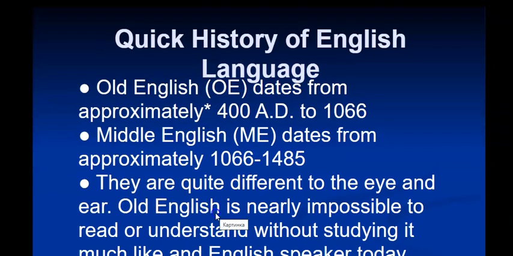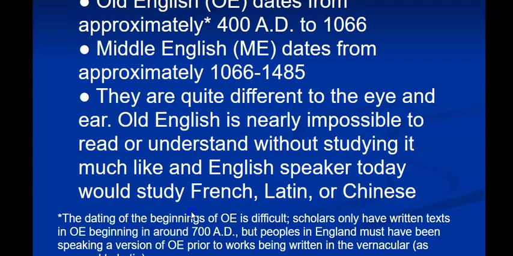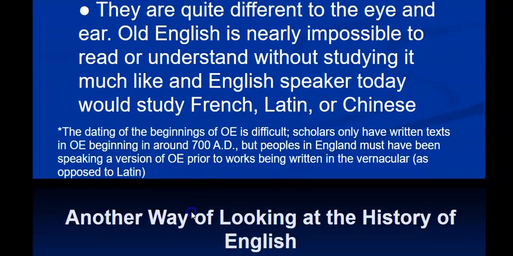So, a quick history of the English language. Old English dates from approximately 400 AD to 1066. Middle English dates from approximately 1066 to 1485. They are quite different to the eye and the ear. Old English is nearly impossible to read or understand without studying it, much like an English speaker today would study French, Latin, or Chinese.